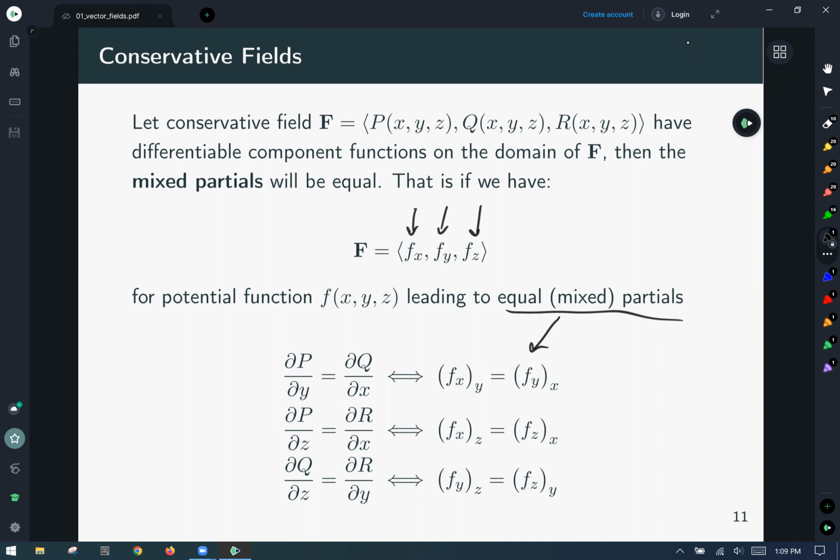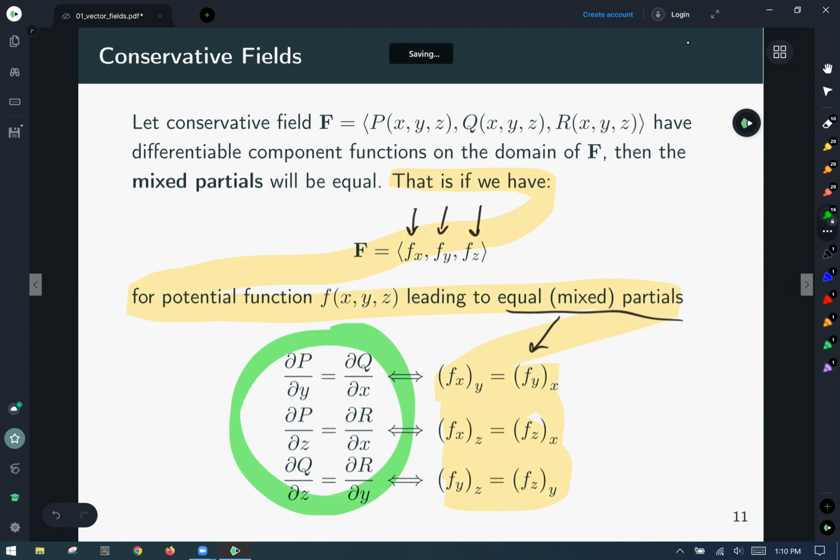Oftentimes, however, we leave out all of this highlighted logic. We don't talk about the potential function. We just know it's there. And we just check the partials of the given component field functions. They are written over here like that, and that's typically how it's written. But I wanted to take a minute to try and relate this back to the definition.